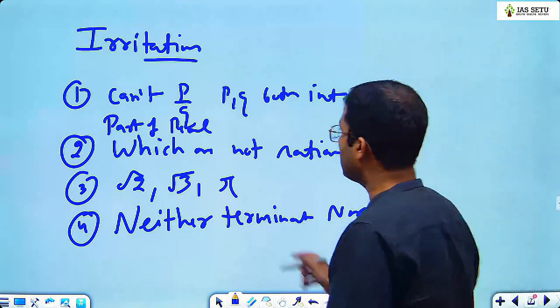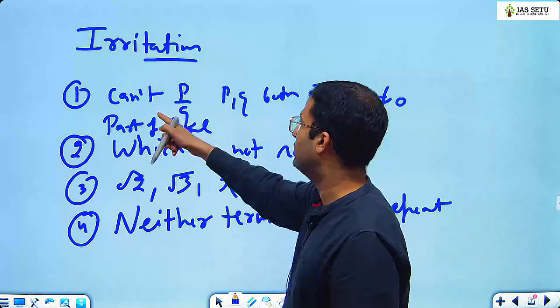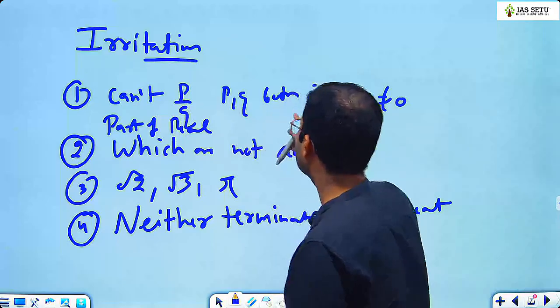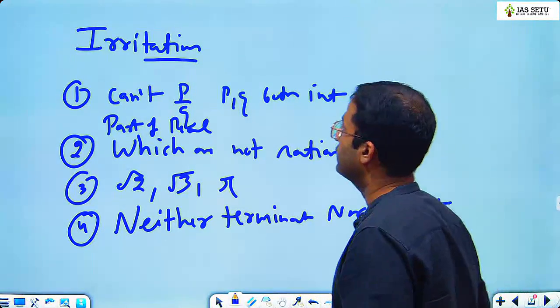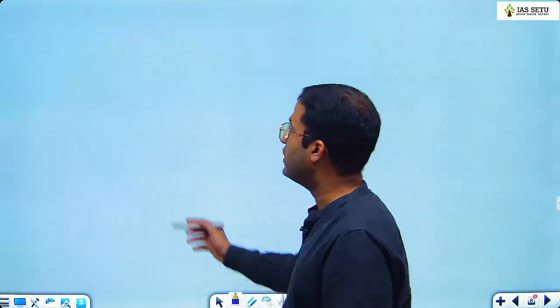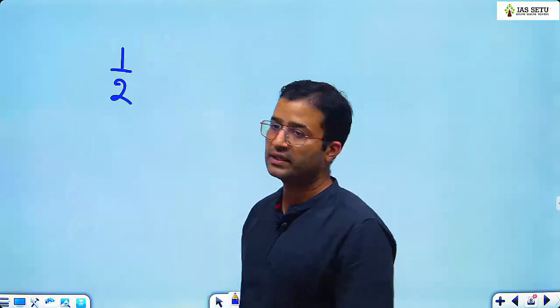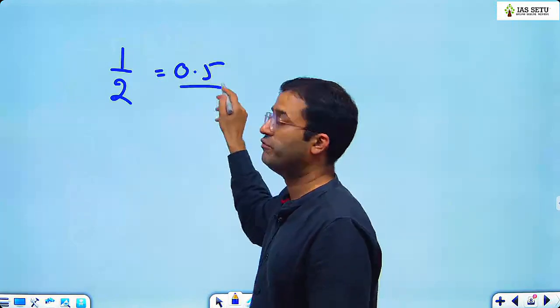The second doubt was that the first point, we cannot express an irrational number in the form of p by q, where p and q are both integers, q is not equal to 0. Next, is 1/2 a terminating decimal? Yes, when we convert 1/2 into decimal, it is 0.5.